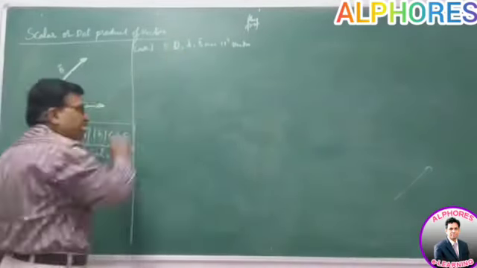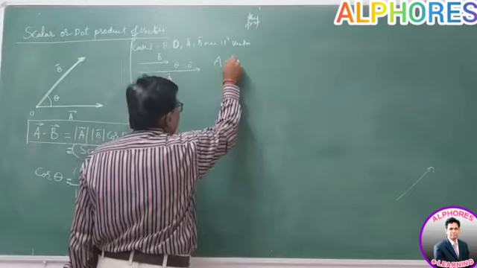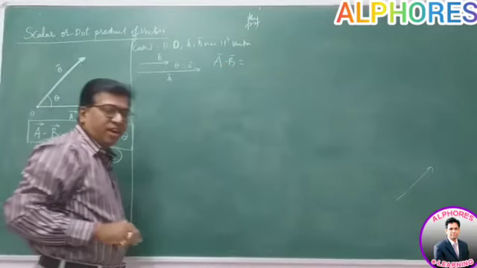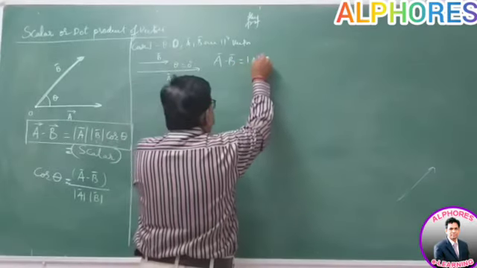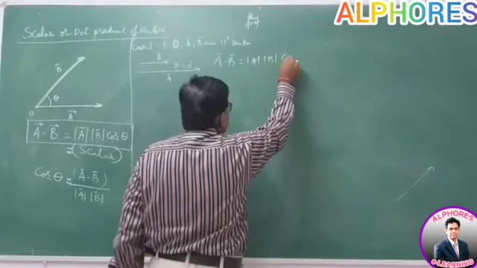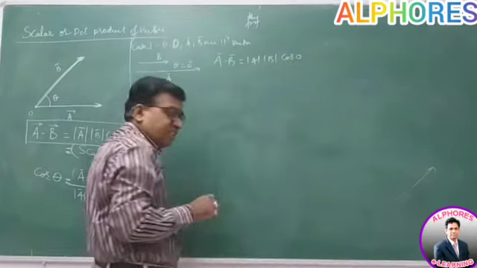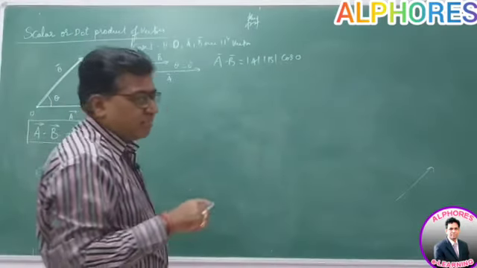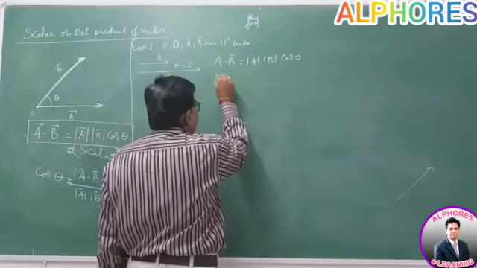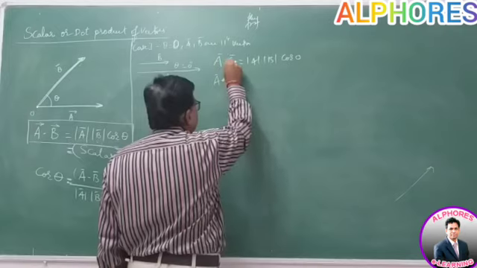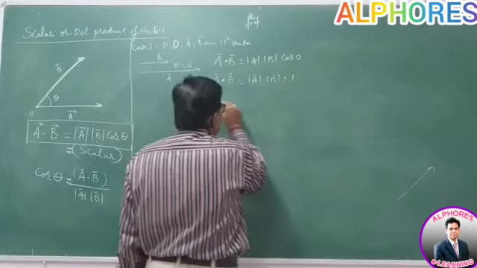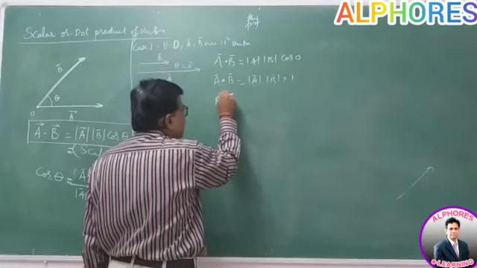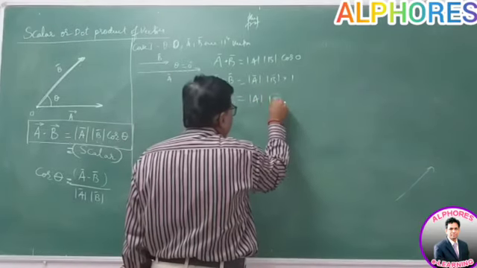A bar and B bar are in the same direction, so theta between them is 0. Then what is A dot B? According to the formula, if I substitute, I get mod A, mod B, cosine of the angle between the vectors, that is 0. Well, cos 0 is 1, so A dot B is equal to mod A mod B into 1. So A dot B is equal to mod A mod B.